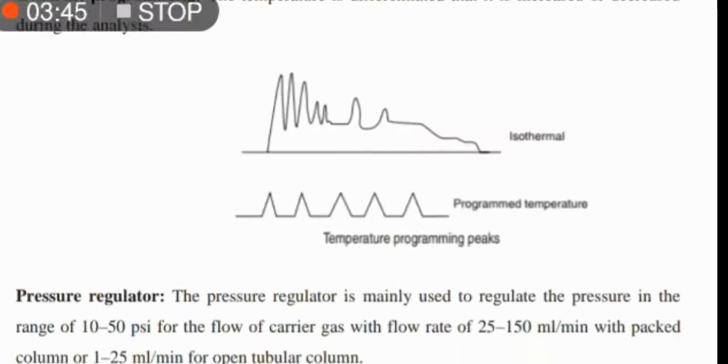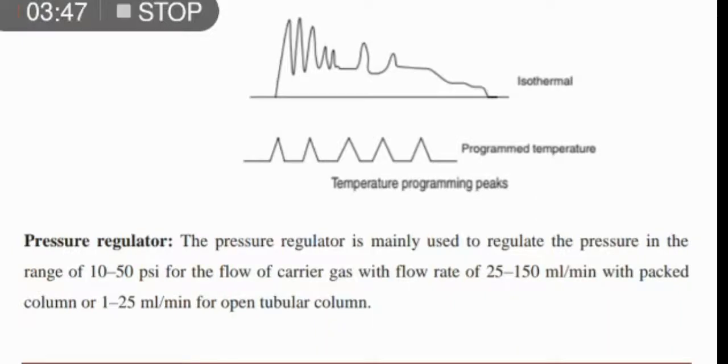What are the pressure regulators? The pressure regulator is mainly used to regulate the pressure in the range of 10 to 50 psi for the flow of the carrier gas, with a flow rate of 25 to 150 milliliters per minute for a packed column, or 1 to 25 milliliters per minute for an open tubular column.